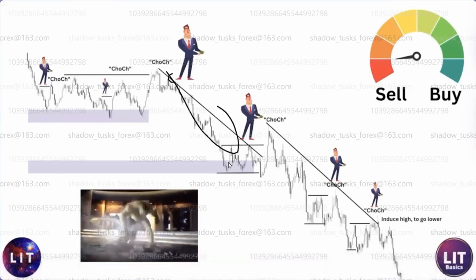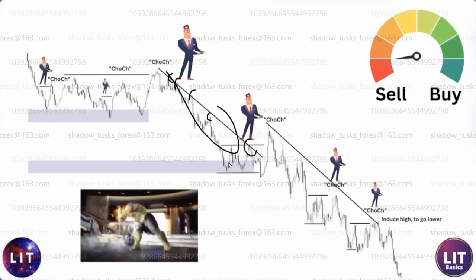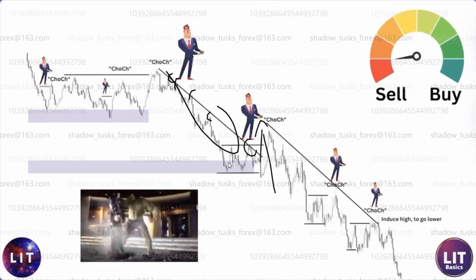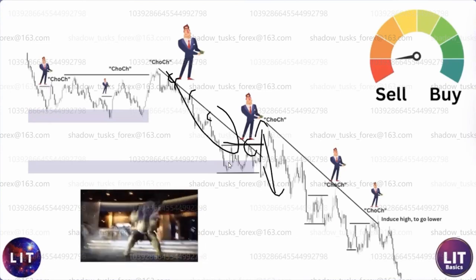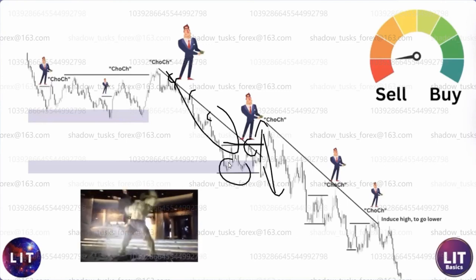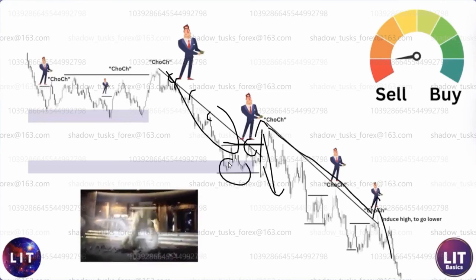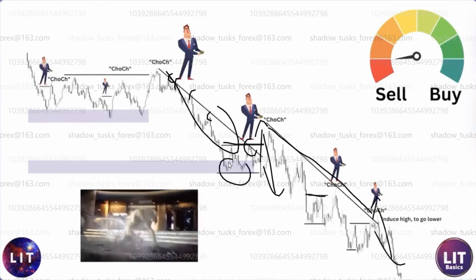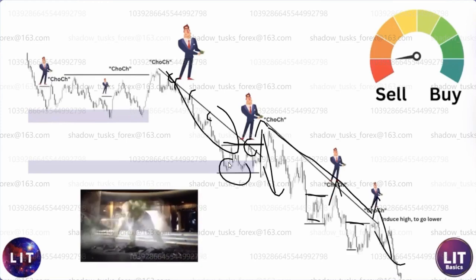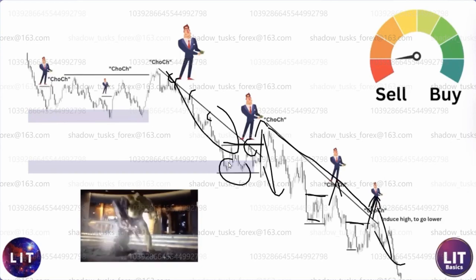Trend line, 1, 2, 3, 4 touches, 5 touches. Oh, induced high to go higher. In the process, just faking some CHoCHs of like a demand area. Perfect. Another trend line. Oh, just induced high to go lower. In the process, just create some CHoCHs, some touches of the trend line.